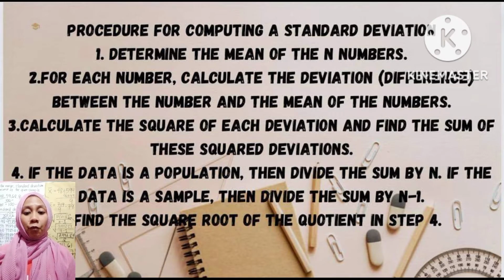We have the procedure for computing a standard deviation. Number 1 is to determine the mean of the n numbers. Number 2, for each number, calculate the deviation, or the difference between the number and the mean of the numbers. Number 3 is to calculate the square of each deviation and find the sum of the squared deviations. Number 4, if the data is a population, then divide the sum by n. If the data is a sample, then divide the sum by n minus 1. Number 5 is to find the square root of the quotient in step 4 to find the standard deviation. So, I will give an example.